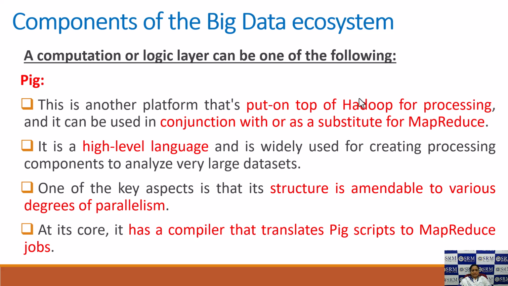One of the key aspects is that its structure is amenable to various degrees of parallelism, and it has a compiler that translates Pig scripts into MapReduce jobs. So whenever we say Pig is a high-level language, various degrees of parallelism means various chunks of nodes, where we divide the whole raw data set into maps and reduces, right? So that job has to be done. For that, we have to implement, and this can be implemented based on the Pig language only.